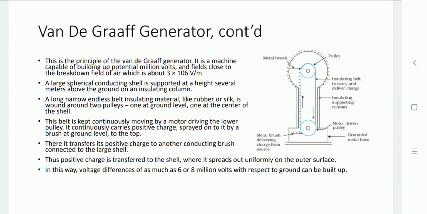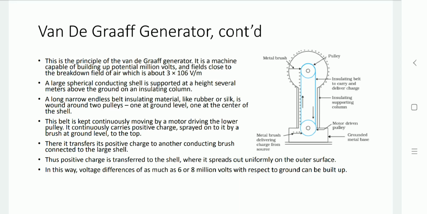So this is the principle of the Van de Graaff generator. It is a machine capable of building up a potential of million volts and fields close to the breakdown field of air, which is about 3 into 10 raised to 6 volts per meter. As shown in the figure, a large spherical conducting shell is supported at a height of several meters above the ground on an insulating column.